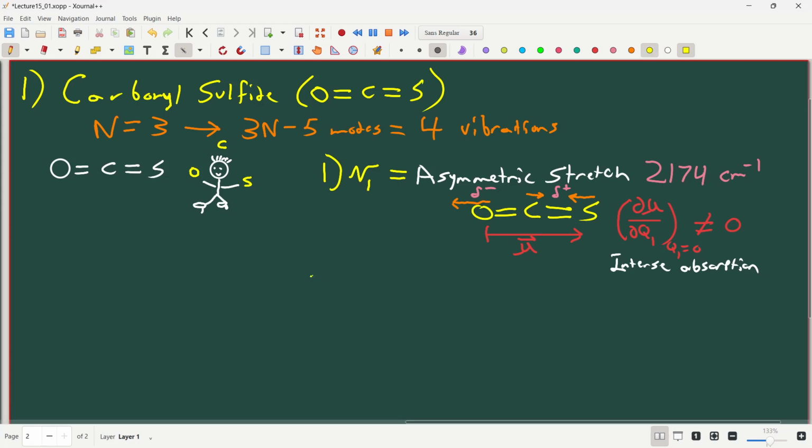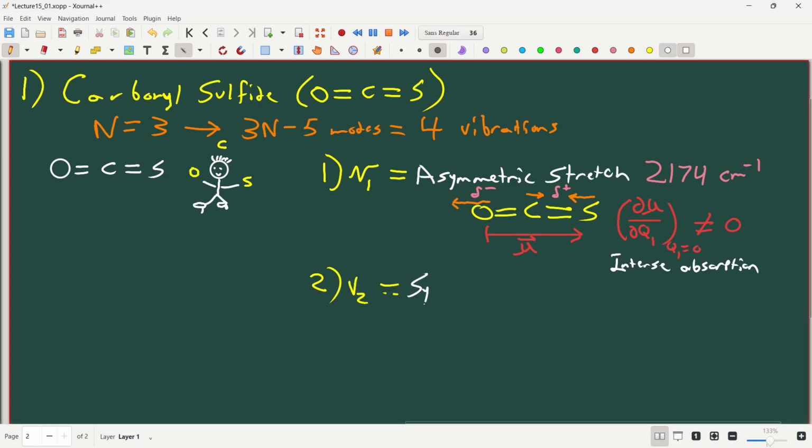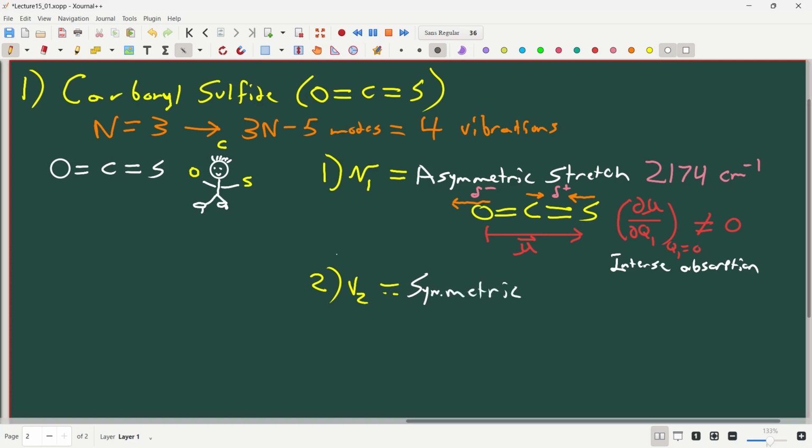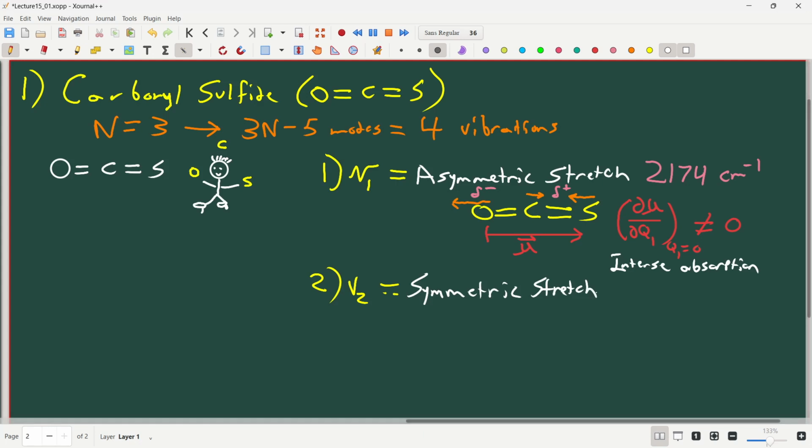The next mode, nu2, is called the symmetric stretch. Is that supposed to be V2 or nu? It doesn't matter how you write it. I will alternate between the two. That's just me being lazy. Either one is okay. All right, so the symmetric stretch is much lower energy.